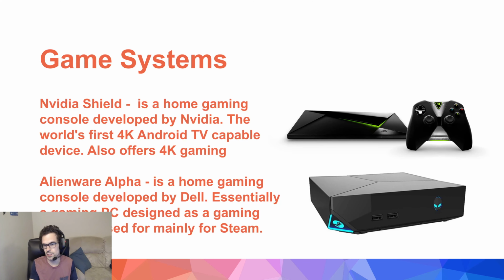And then let's move on to some game systems now that we've gone through some types of controllers. The first is a very unique game system called the Nvidia Shield. It's a home game console developed by Nvidia. I don't think many of you have heard of it. It's the world's first 4K Android TV capable device that also offers 4K gaming, which is pretty cool.